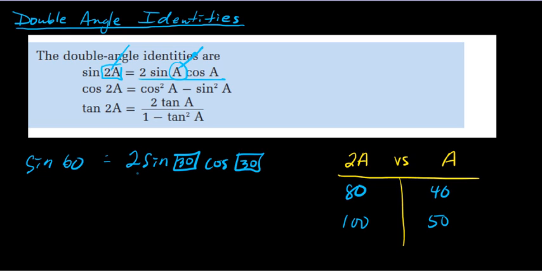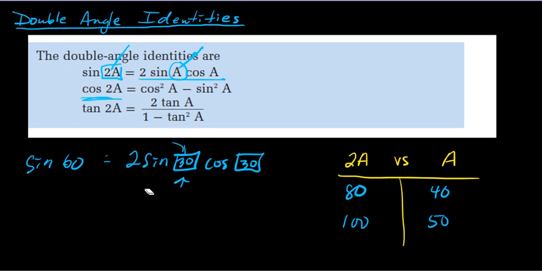Some people automatically say, hey, double angle identity, so I'm going to put 120 in there because it's double angle identity. Well, no, this is the double angle. This would be the single angle, or half of the angle. So it's always in terms of 2A on this side.